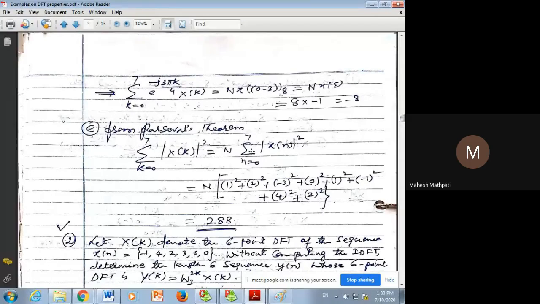the 6-point DFT of the sequence x of n equals, just write down that value, -1, 4, 2, 3, 0, 0.